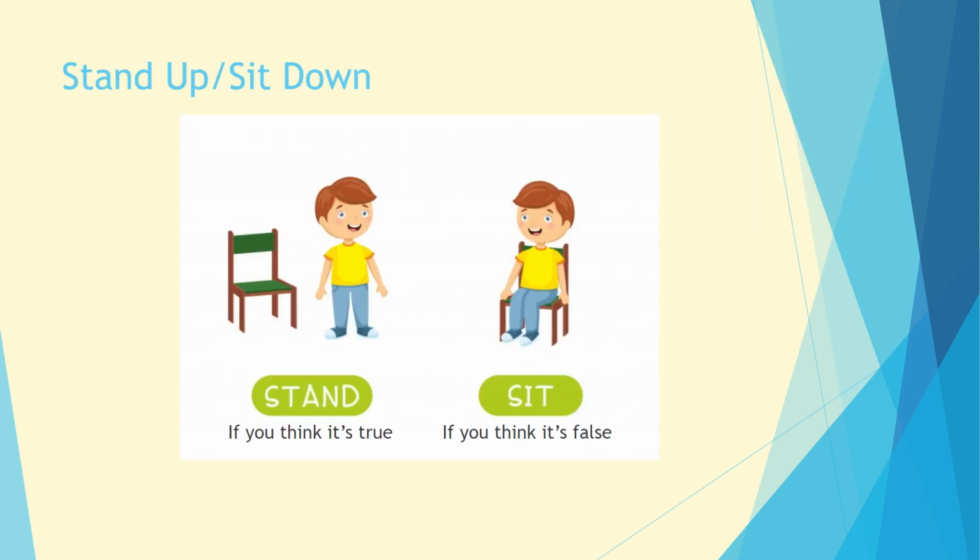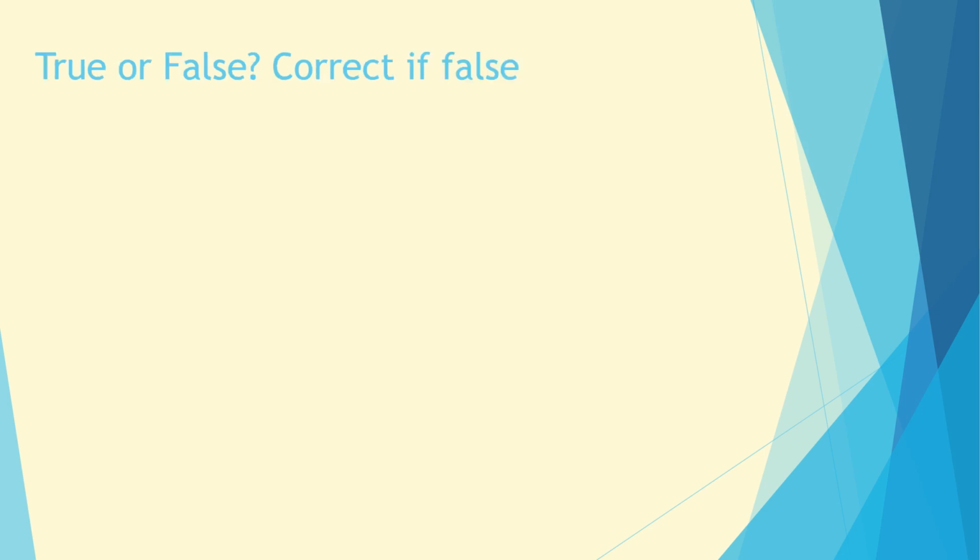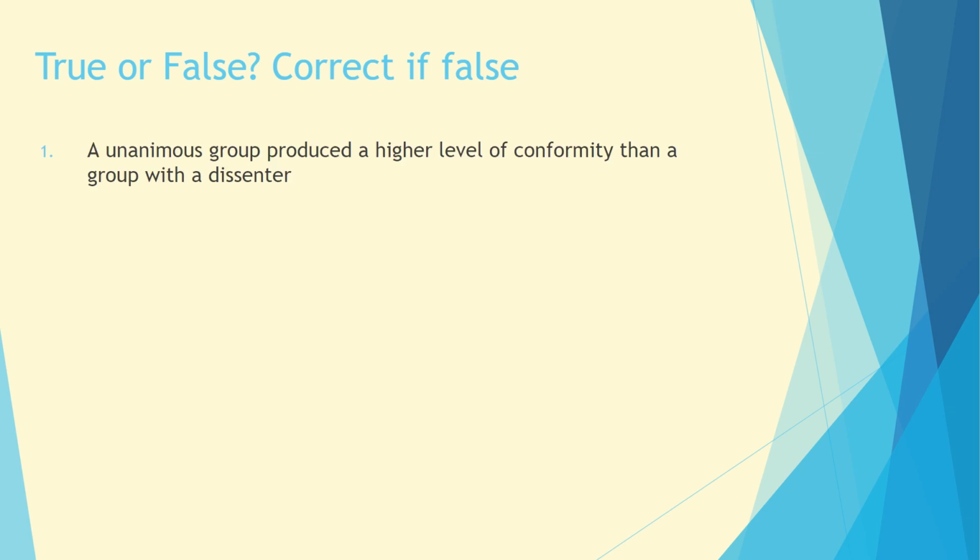Okay, on the next slide, I'm going to show you 3 statements, see if you think they are true or false, and correct them if you think they're false. Statement 1, a unanimous group produced a higher level of conformity than a group with a dissenter. That is true. On trials with a dissenter, conformity was reduced by 1/4.